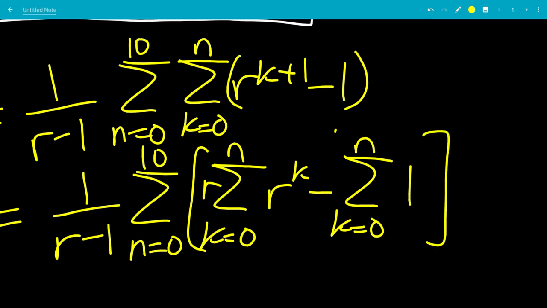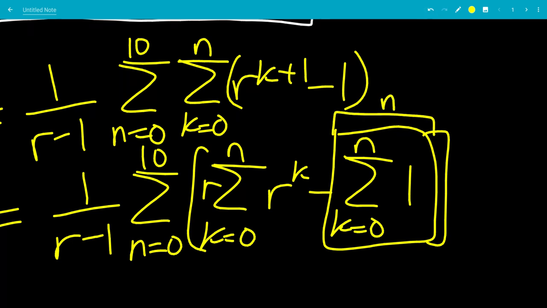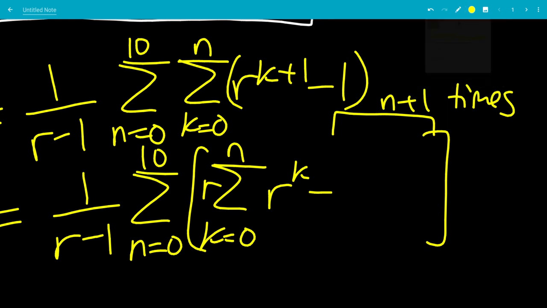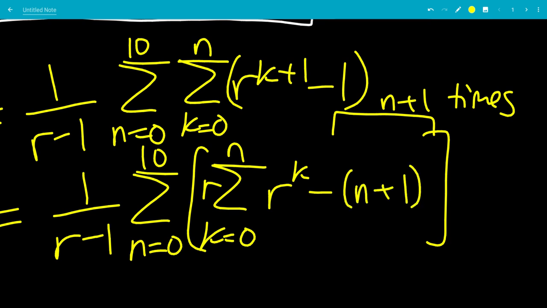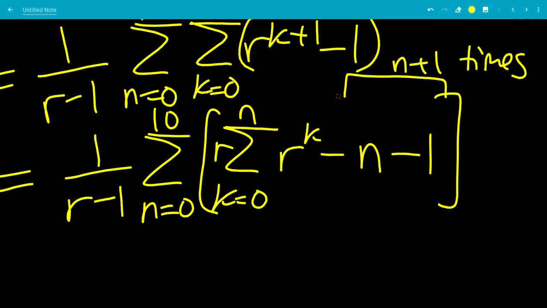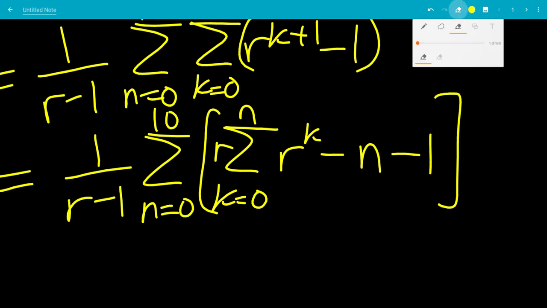Okay, but what is this? You're adding up 1 how many times? It would be n minus k, which is 0, so it would be n plus 1 times, but times 1. So this will be minus, in parentheses, n plus 1, which can be rewritten as minus n minus 1. Okay, good. Okay, what else do we have?